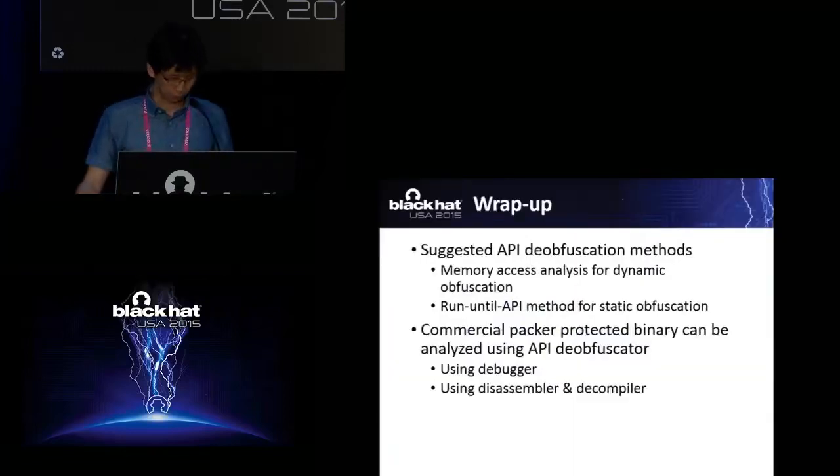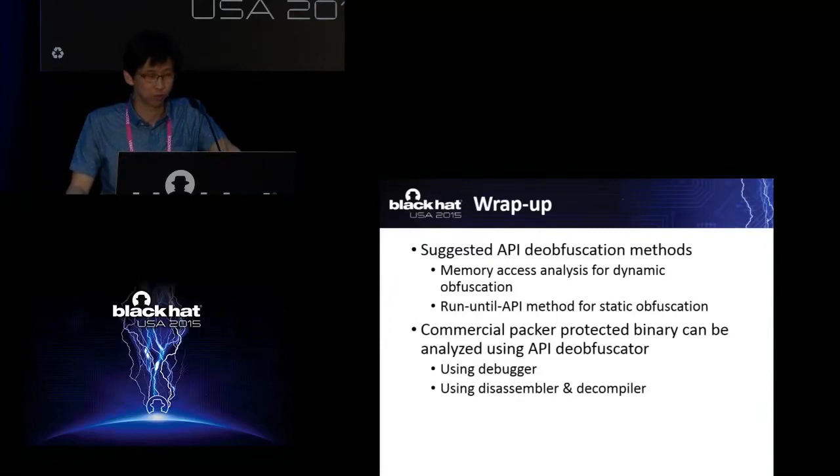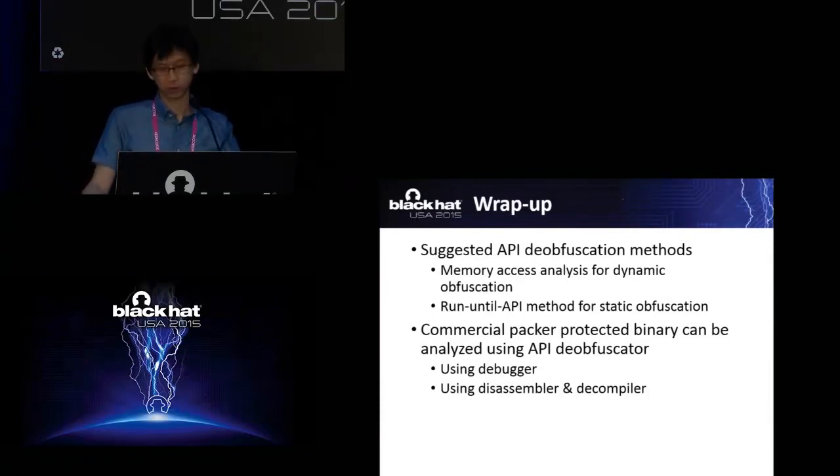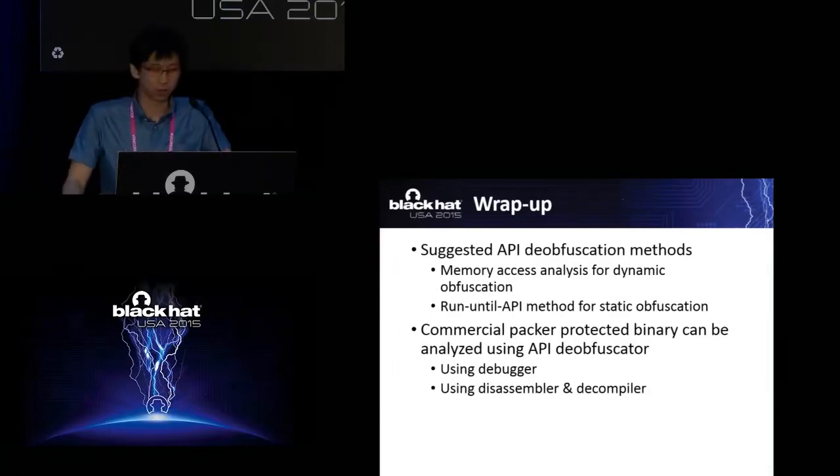So to wrap up, I suggested two API deobfuscation methods. One is memory access analysis for dynamic obfuscation. One is the iterative run-until-API method for static obfuscation. And as a result, a commercial packer protected binary can be analyzed using the API deobfuscator, a debugger, a disassembler and a decompiler.